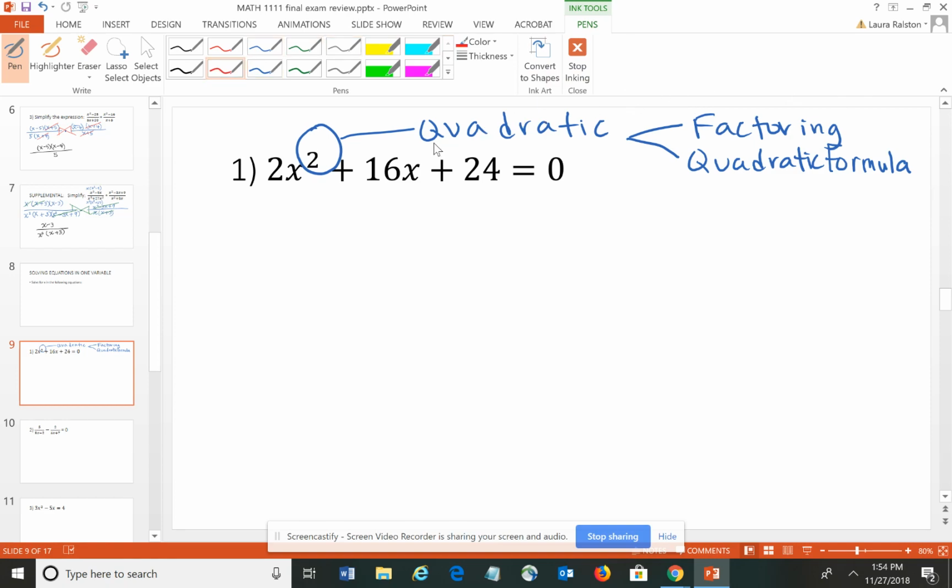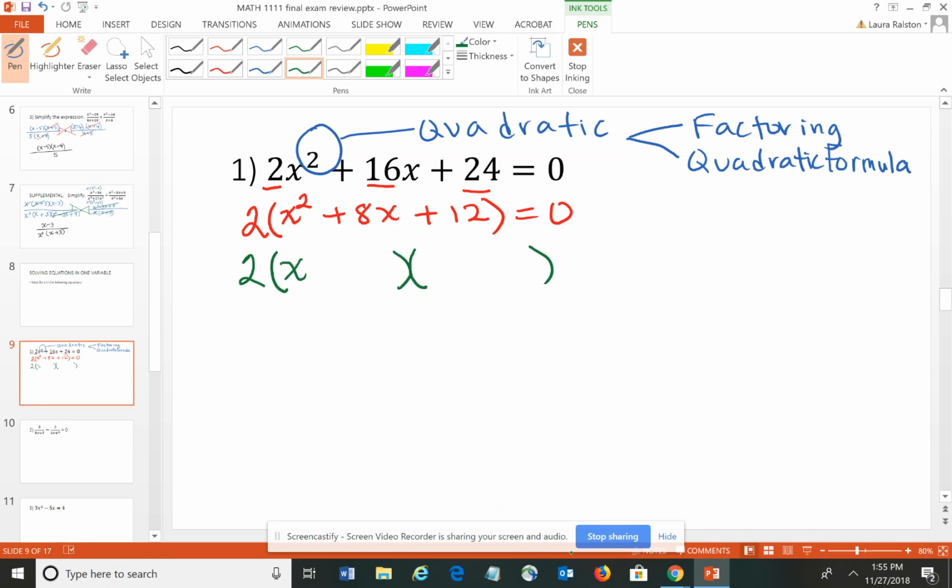I typically like to factor, and the first thing I notice is that all of my coefficients are even, so I can factor out a 2. So I have 2 times x squared plus 8x plus 12 equals 0. Then I still need to try to factor that quadratic inside the parentheses. I would have x times x for x squared. I need a pair of numbers that will multiply to 12 and add to 8. That's 6 and 2, and they're both positive.